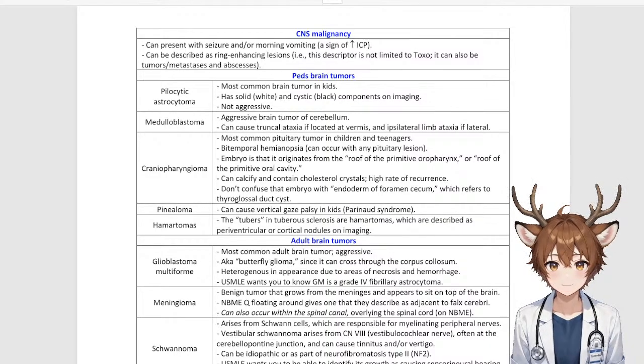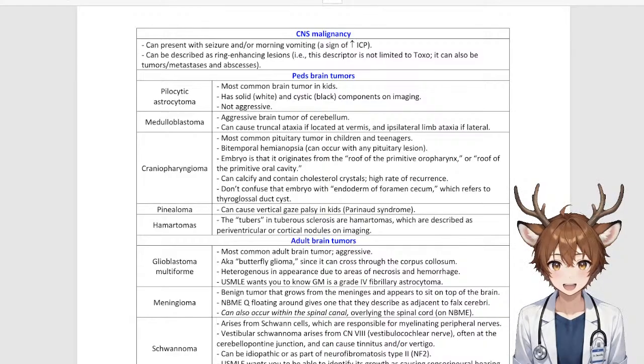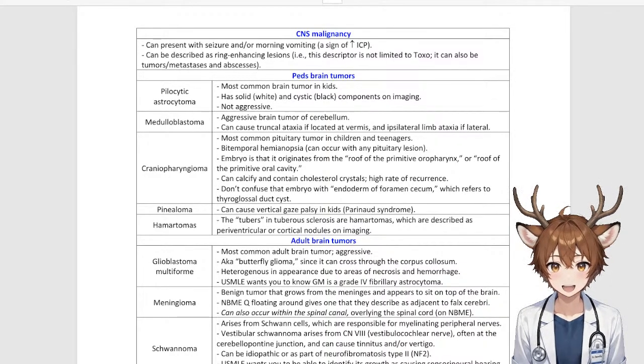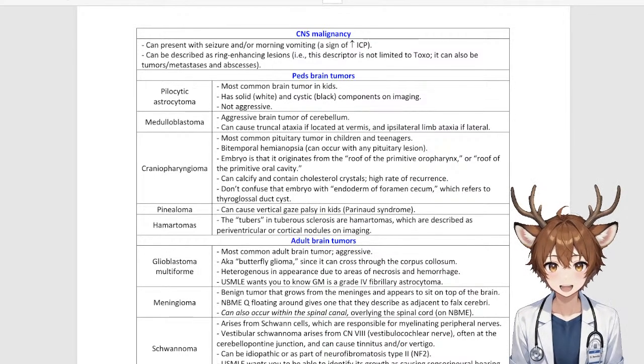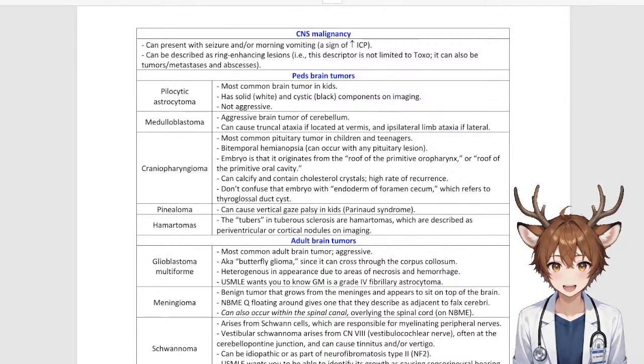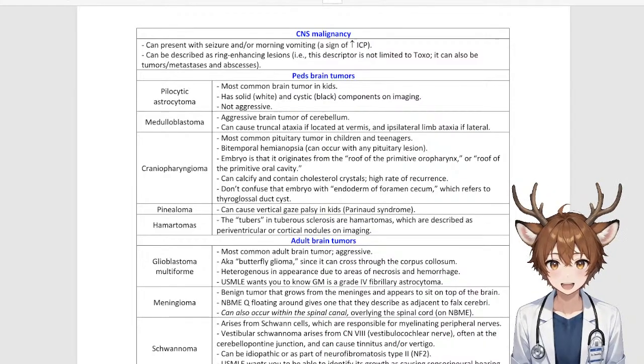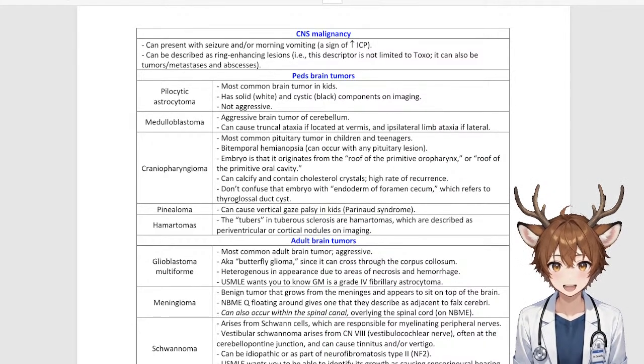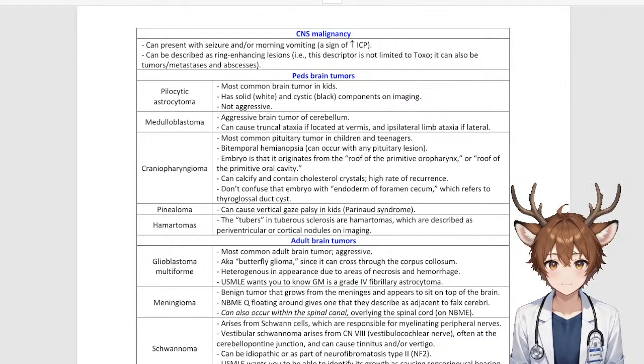Embryologically, it originates from the roof of the primitive oropharynx, or roof of the primitive oral cavity. It can calcify and contain cholesterol crystals, with a high rate of recurrence. Do not confuse that embryology with the endoderm of the foramen cecum, which refers to thyroglossal duct cyst. Pinealoma can cause a vertical gaze palsy in kids, Parinaud syndrome.